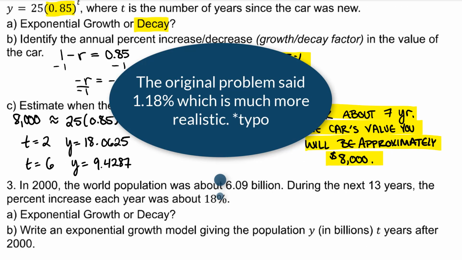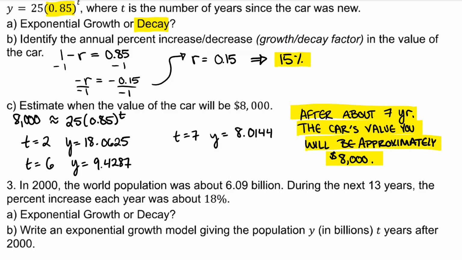In 2000, the world population was about 6.09 billion. During the next 13 years, the percent increase each year was about 18%. Is this exponential growth or decay? Well, that special word increase helps us know that this is exponential growth. Write an exponential growth model giving the population y in billions t years after 2000.